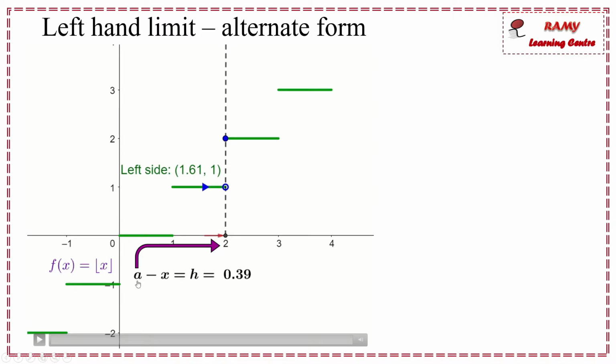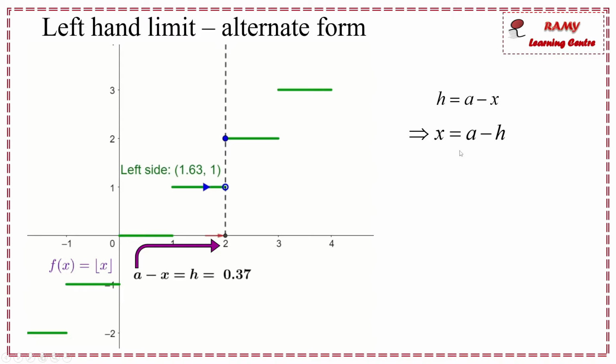Now, let us look at the left hand limit. In this case, we have taken a minus x is equal to h because a is greater than x. We will see what happens to h as x gets closer and closer to a. As x gets closer to a, in this case a is equal to 2, h gets closer and closer to 0. So, we have taken here h is equal to a minus x. This implies that x is equal to a minus h. Here we have taken a is equal to 2.